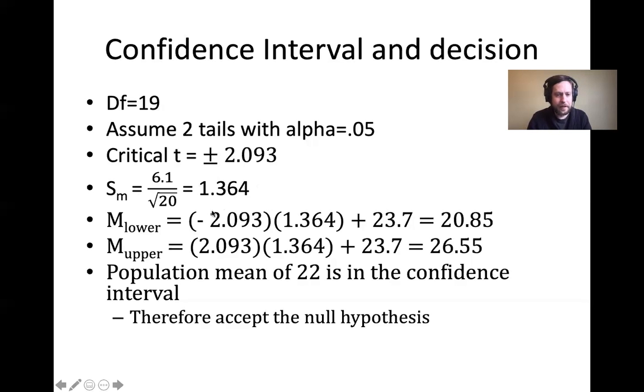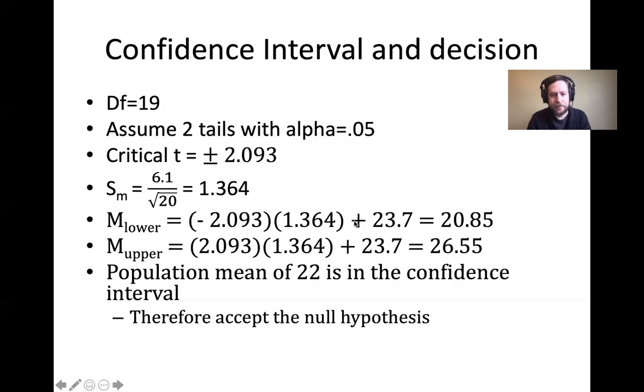So once again, here are our critical t's. We have a negative one and a positive one. This is like the left tail. This is the right tail. You multiply that times the estimated standard error, which we calculated right there. Same thing right here.